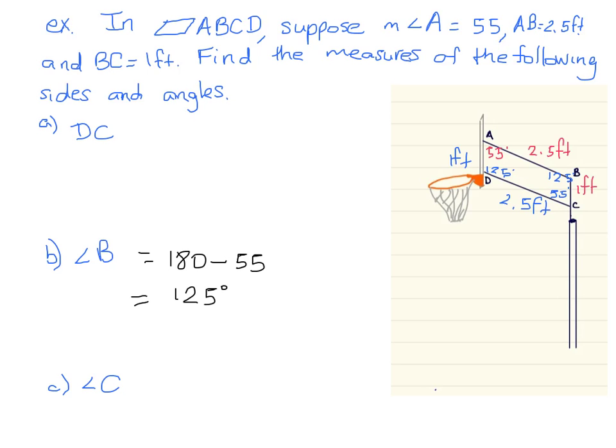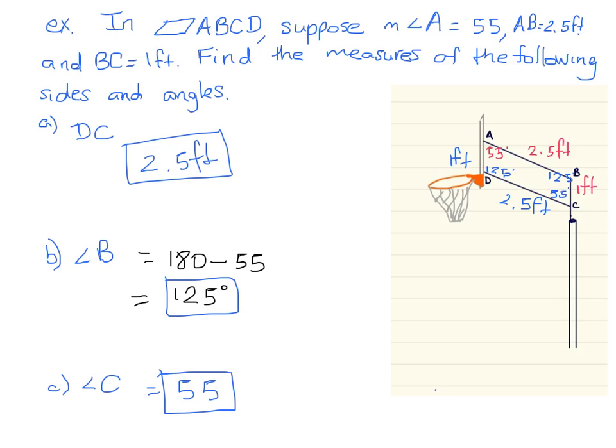So now we can go ahead and fill in our answers. DC, as you can see, is going to be 2.5 feet. We just found that angle B is 125 degrees, and angle C is going to be 55 degrees. And that's how we work with parallelograms. Stay tuned for the next video, because in the next video we're going to look at the diagonals of parallelograms. All right, that's it.